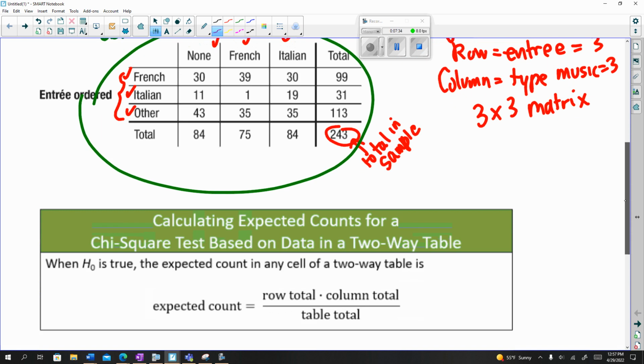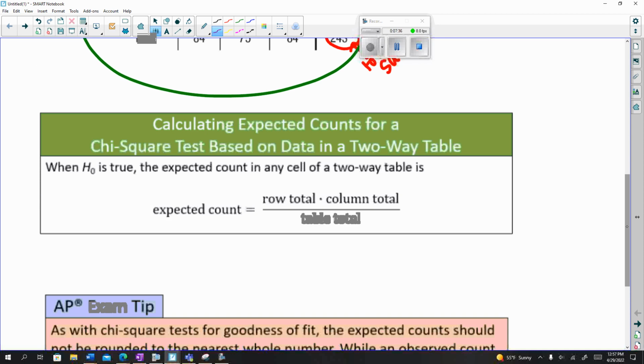So if we scroll down here, it says calculating expected counts by hand. To calculate the expected counts for each cell by hand, you would do the row total times the column total divided by the total for every single cell. There's a total of 9 cells, so technically if I was doing this by hand, I would have to do this 9 times. Row total times column total divided by total. I'm going to show you how to do maybe 1 or 2 here, and then I'm going to go to the calculator for the trick.